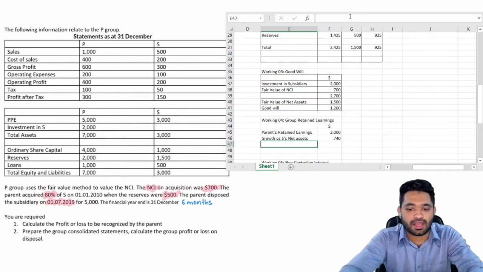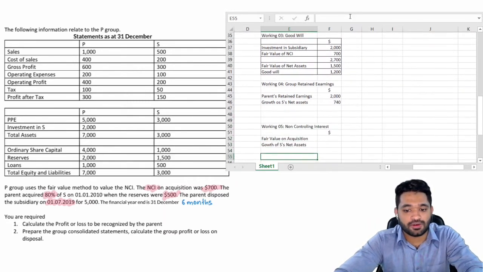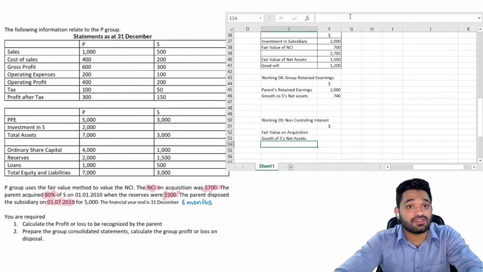So this working we cannot complete it because we need to get the profit or loss on the group disposal. So we'll have to leave this working until we do that calculation.